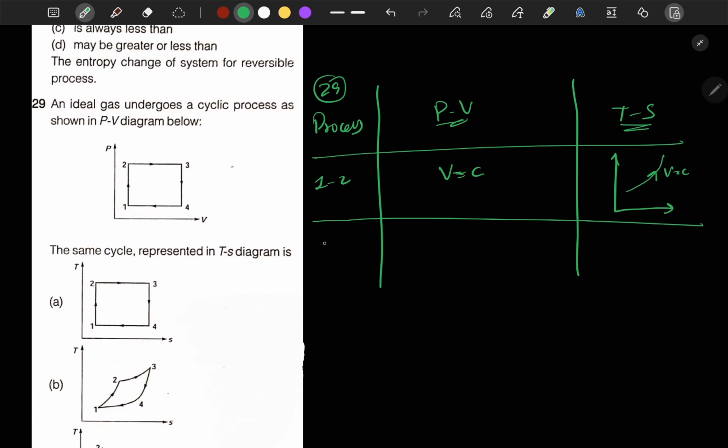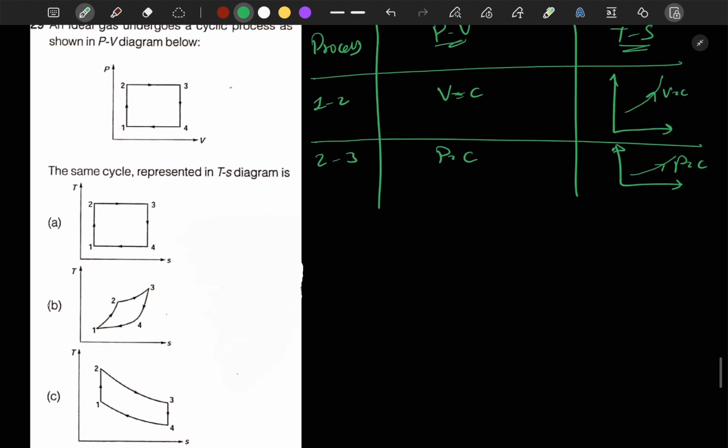Okay, now if we talk about 2 to 3, this is a constant pressure process, and it will also be a curve, P is equal to constant, but the slope will be less than that of our constant volume curve.